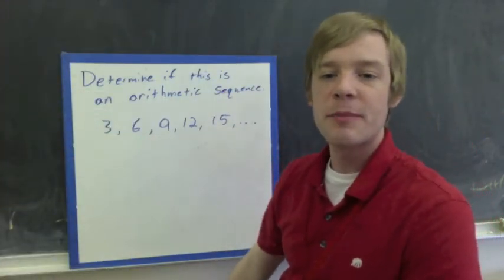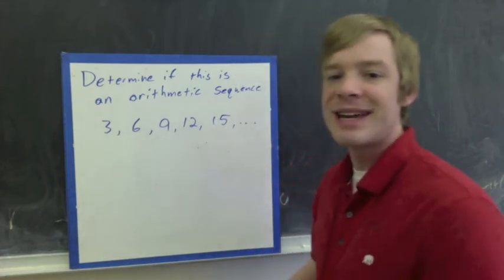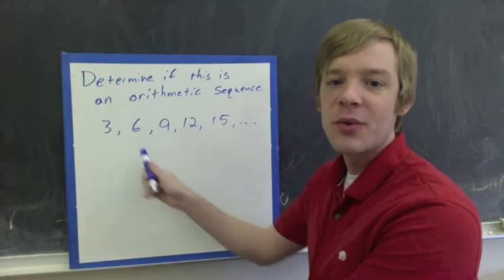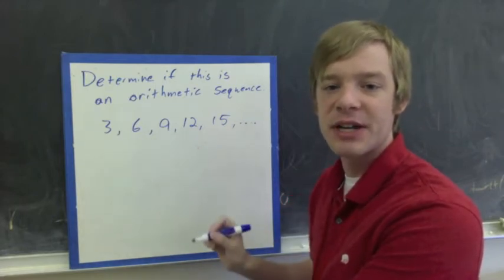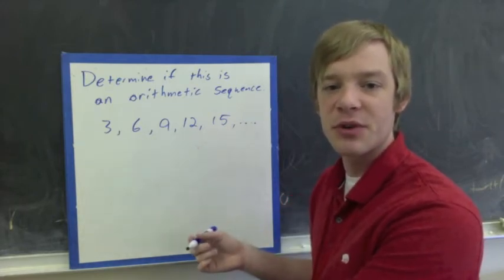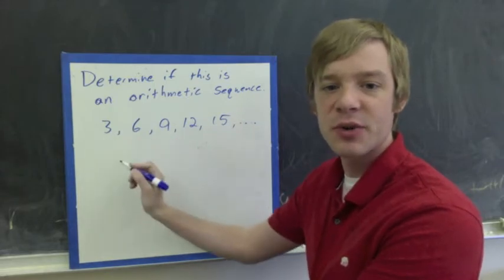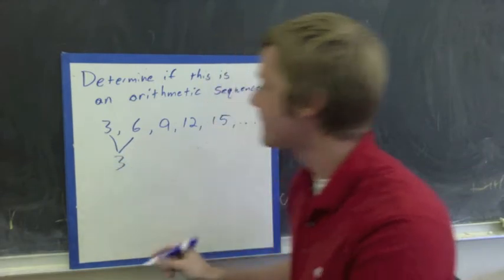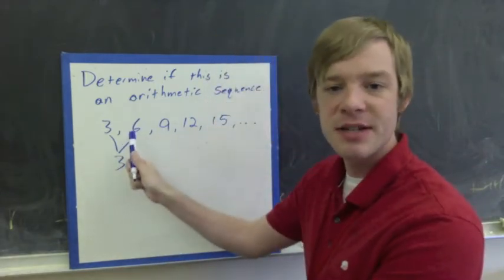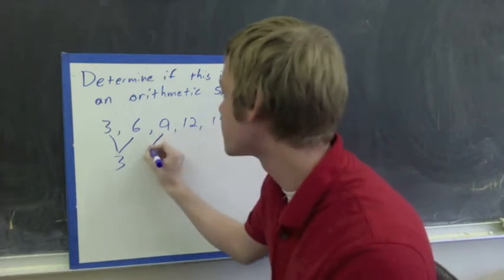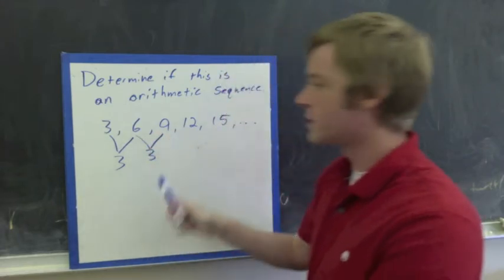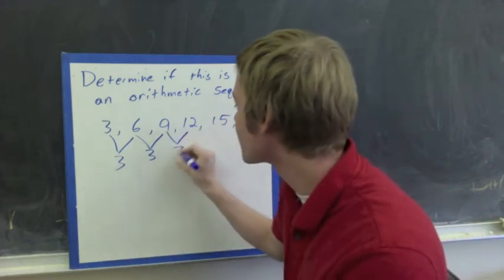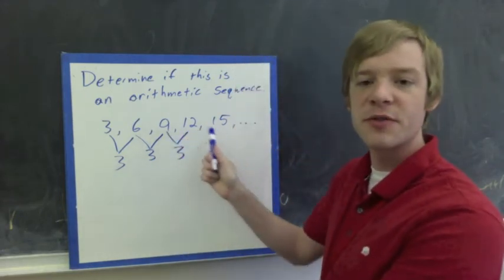So, the first type of problem we're going to see here is we want to determine if this is an arithmetic sequence. So, we need to subtract each pair of consecutive terms to see if we end up with the same result. So, if I do 6 minus 3, I get 3. If I do 9 minus 6, I get 3. If I do 12 minus 9, once again I get 3. And then also here, 15 minus 12 is also 3.